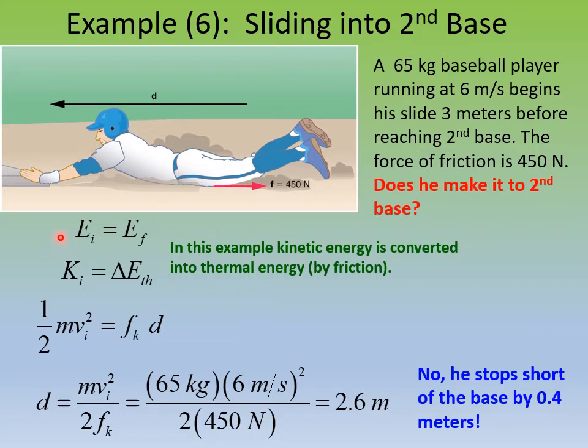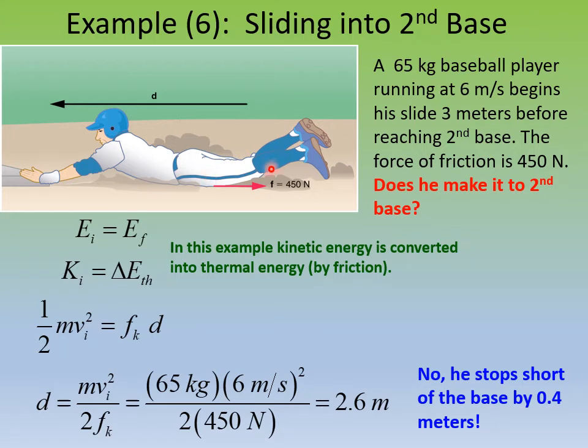So let's solve this. Again, this is one of those problems that could be solved different ways. We could use Newton's laws and find the deceleration of the baseball player by using Newton's second law, F equals ma. And then once we know the acceleration, we'd have to use some kinematics equations and so forth. But again, there's a much more direct solution here using conservation of energy. So what's happening in this example is that the baseball player has initially kinetic energy.